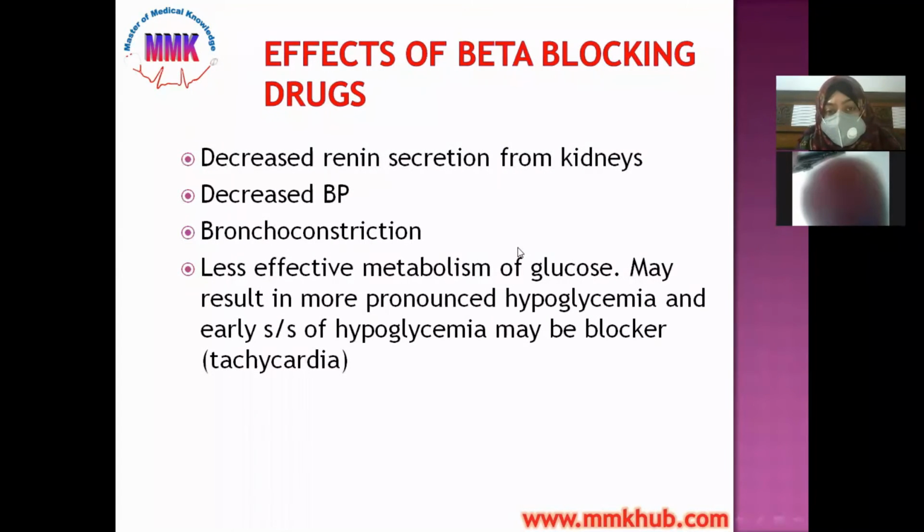And if you remember, as I have told you before, beta 1 is working on the heart and kidneys both, so it will also decrease the renin secretion from the kidneys to decrease the blood pressure. As beta 2 receptors are present in the lungs and in the bronchioles, it will cause bronchoconstriction, and less effective metabolism of glucose may result in more pronounced hypoglycemia, and the early sign and symptom of hypoglycemia will be tachycardia.